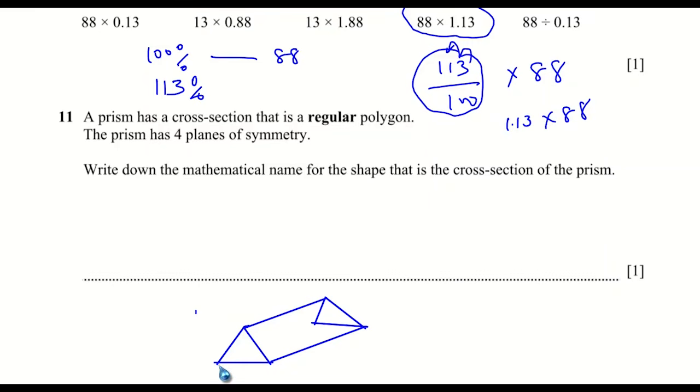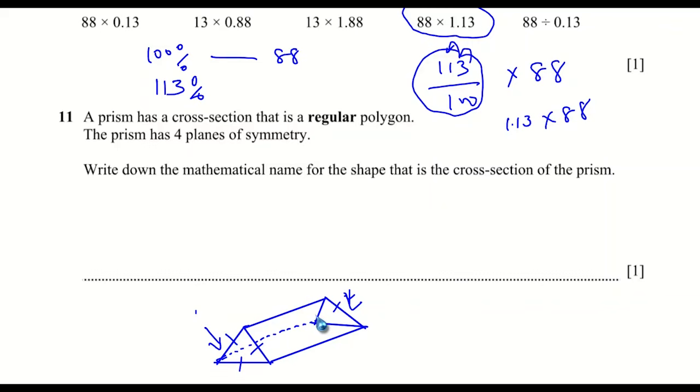Okay, so this will explain it better to you. Now, the cross section will be this end and this end. We have these two ends to be the cross section. Now it is a regular shape. The cross section is a regular shape. It means the sides are equal.